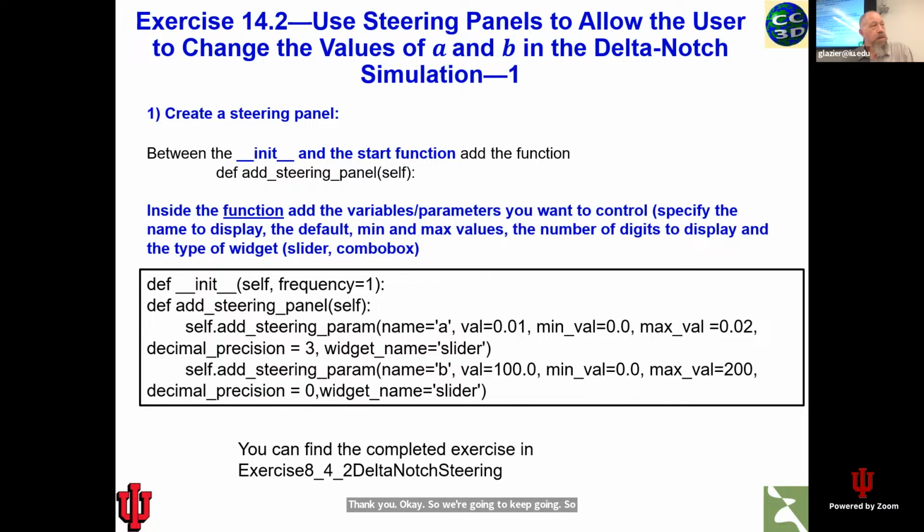So again, to create the steering panel, after the init, you say def add steering panel, and we're going to add two widgets. We're going to add one called A, which has an initial value of 0.01, minimum value of 0, maximum value of 0.02. Could maybe be a little bit bigger. Decimal precision of 3 digits, and it's going to be a slider. We're going to add another one, we're going to call B. Initial value is 100. It goes between 0 and 200. Decimal precision of 0. And the widget name is slider again.